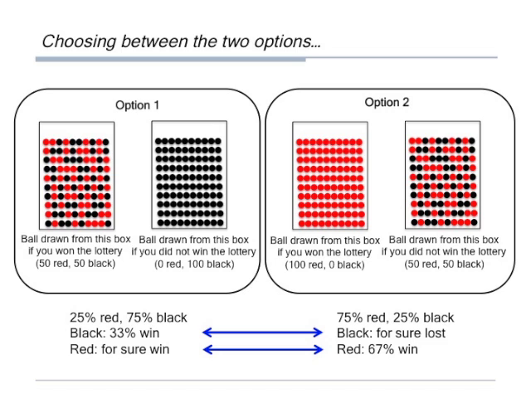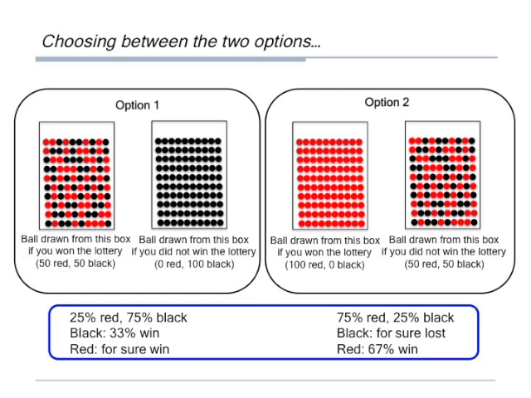In comparison, in option 2, seeing a black ball means that you lost for sure, and seeing a red ball means that your chances of winning are 67%. Please take a moment to think about what kind of information these options offer and what kind of information you would like to get about your chances of winning.